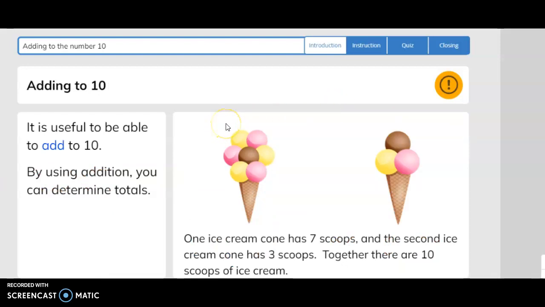It is useful to be able to add to 10. By using addition, you can determine totals. So here we have 2 ice creams. Oh, I love ice cream. One ice cream cone has 7 scoops, and the second ice cream cone has 3 scoops. Together, there are 10 scoops of ice cream.